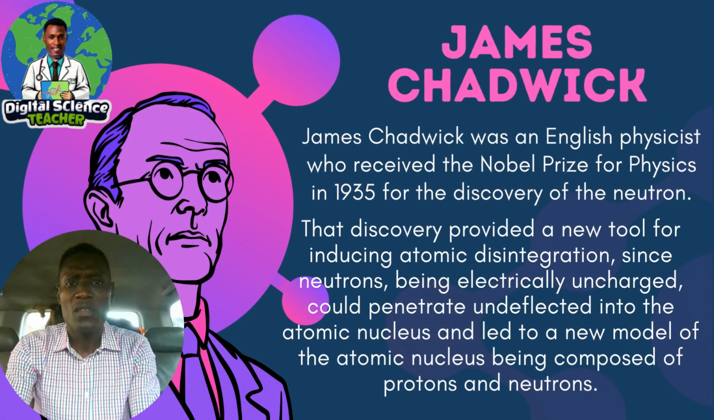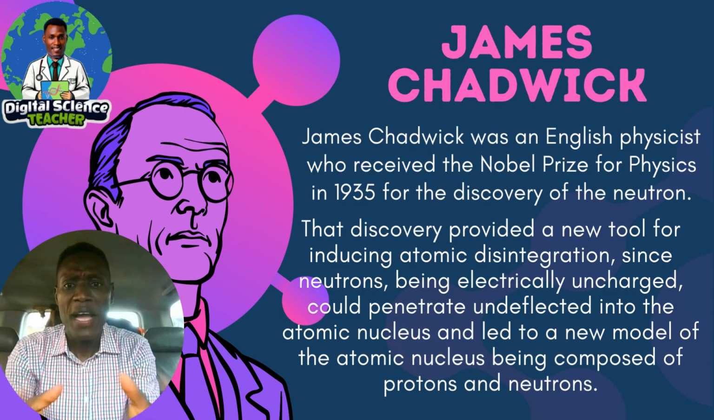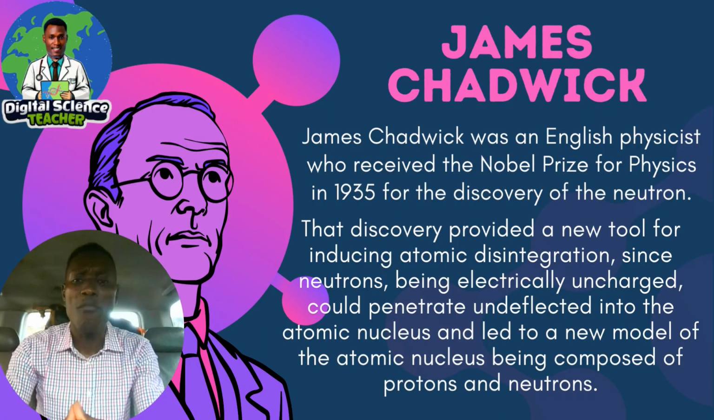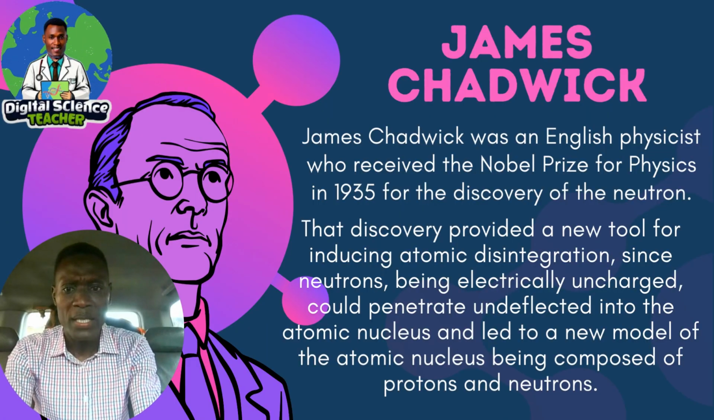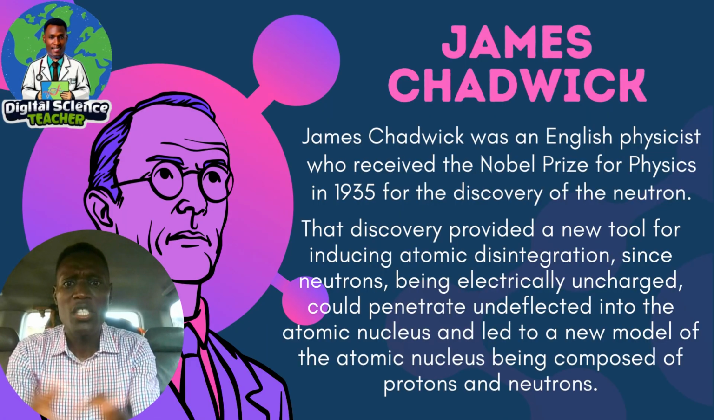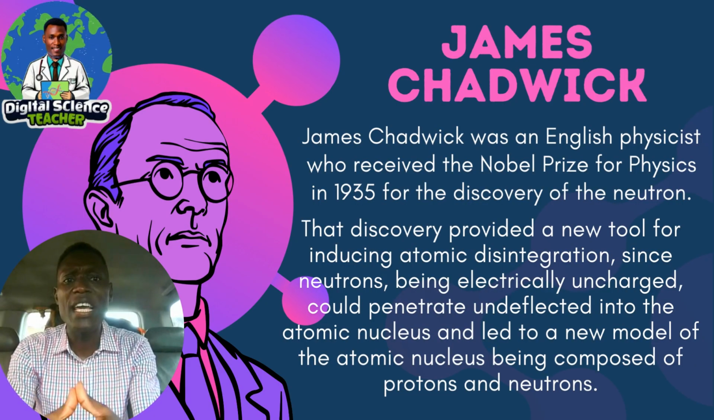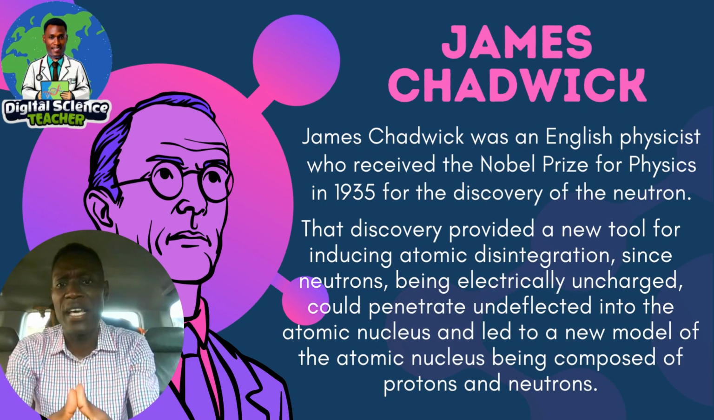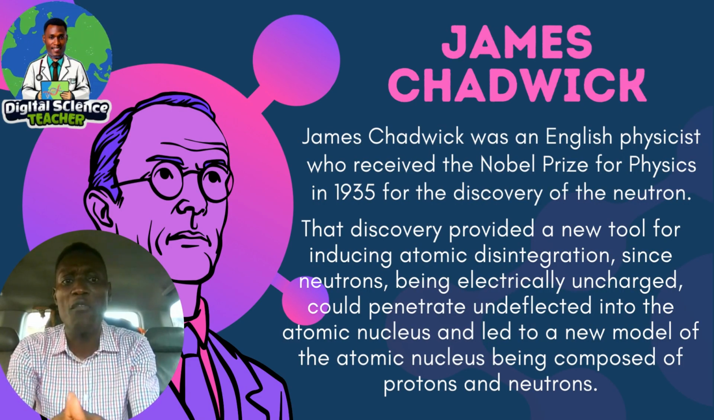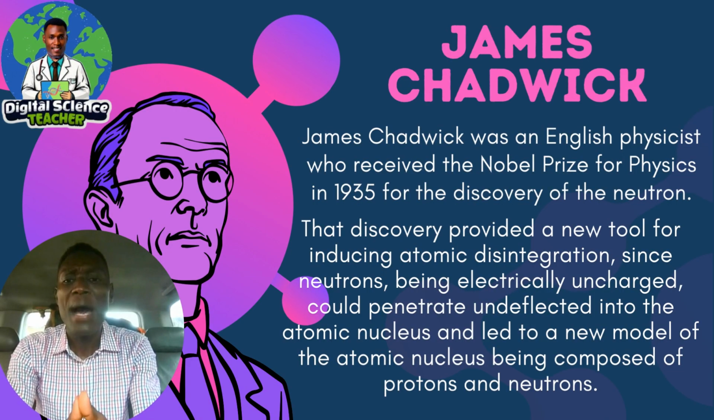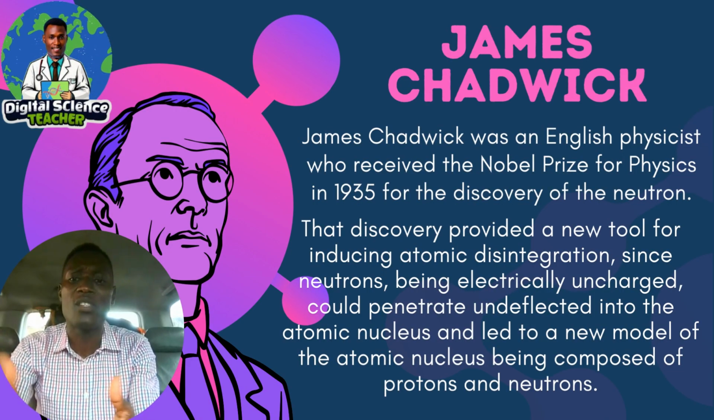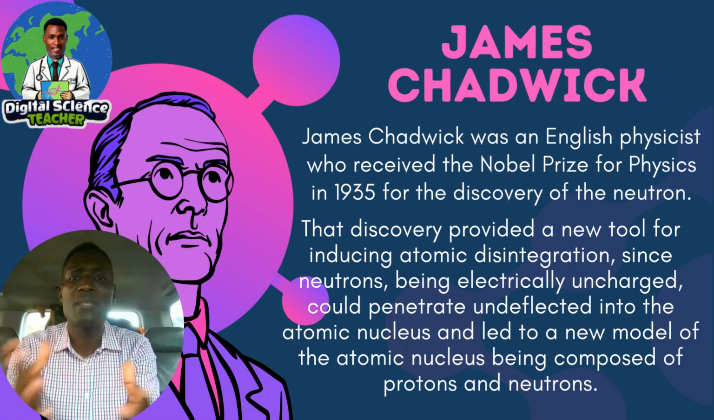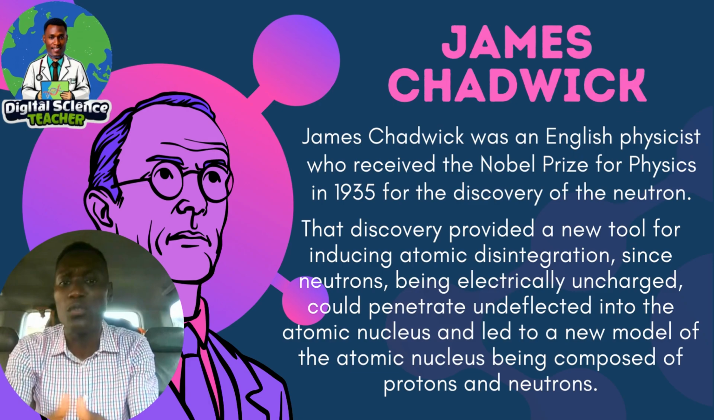The work of James Chadwick finally gave a summary and a vivid explanation of the model of the atom that we now know. James Chadwick was an English physicist who received the Nobel Prize for Physics in 1933 for the discovery of the neutron. Remember, the electron had been discovered, the proton had been discovered. Finally, James Chadwick discovered the neutron.